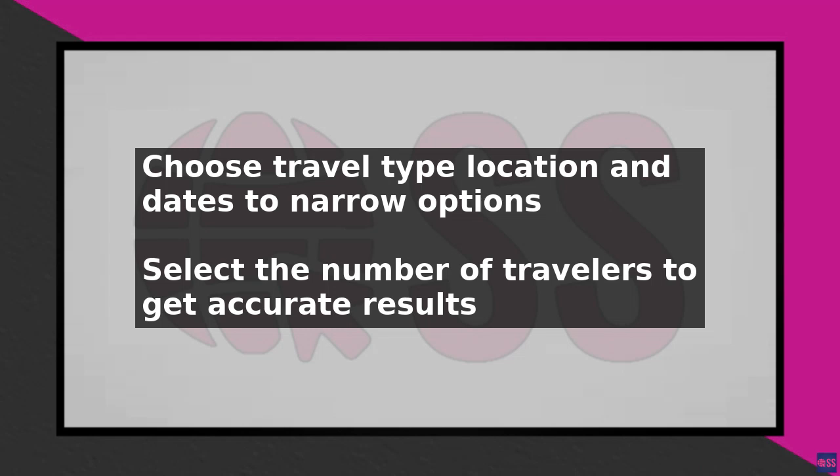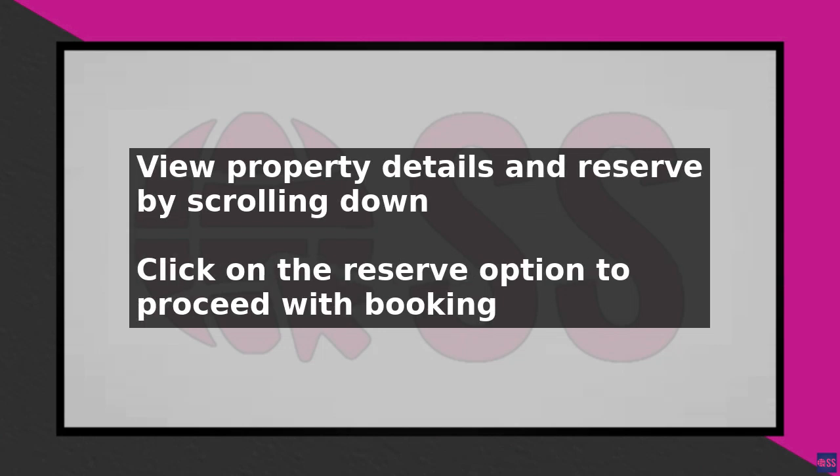To begin, navigate to the website and click on the Explore option, which will take you to a page where you can search for bookings. Choose your travel type, location, and dates, and then select the number of travelers. After clicking Search, you will see a list of results, which can be filtered to narrow down your options.